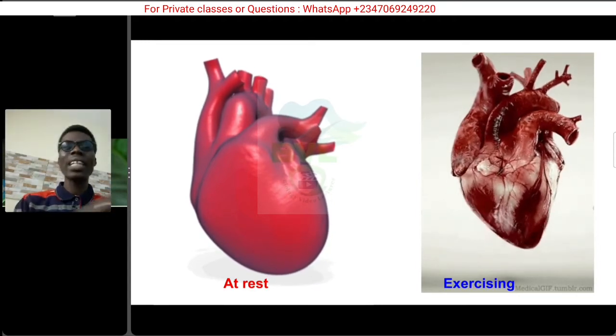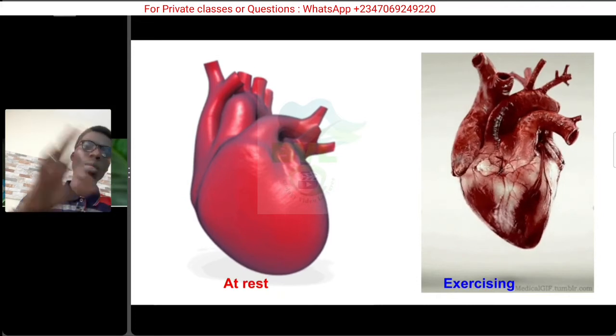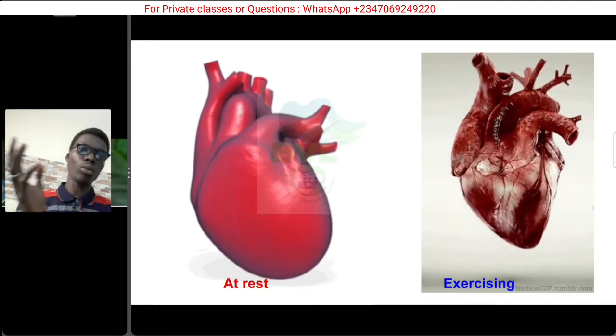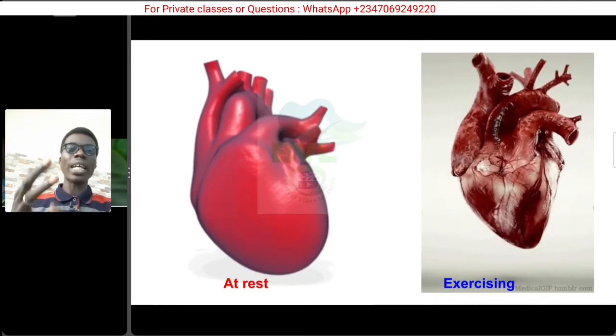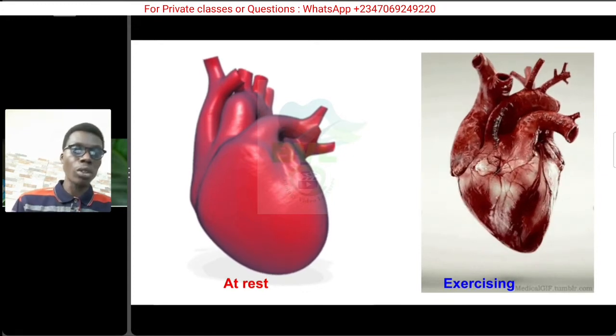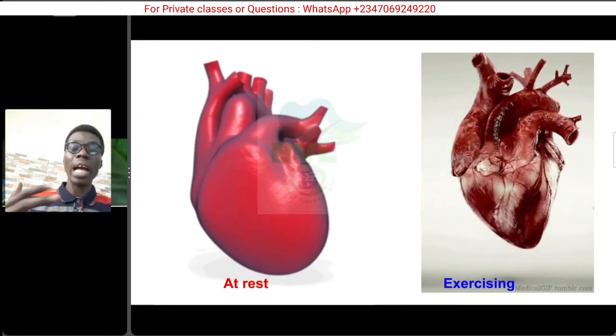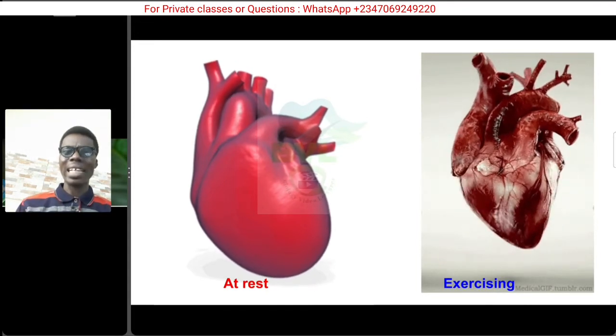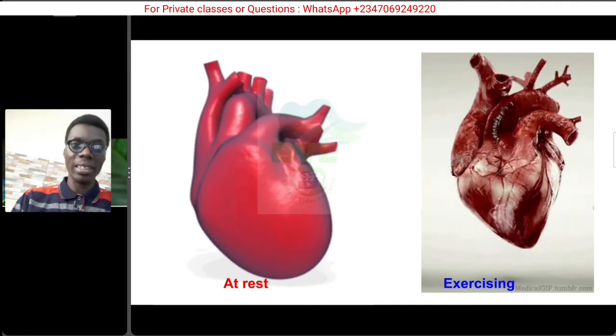Now, aside from whether at rest or exercising, your heart rate also varies with gender. It's quite faster in females because the hearts of females are generally smaller. It's quite faster in children. So there are some other factors that can affect heart rate, not just whether you're at rest or exercising.